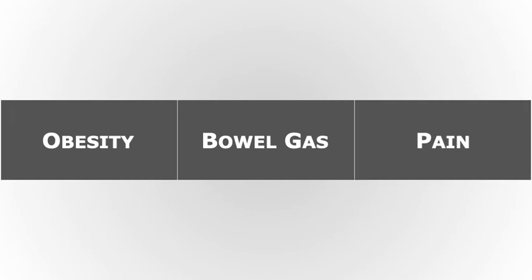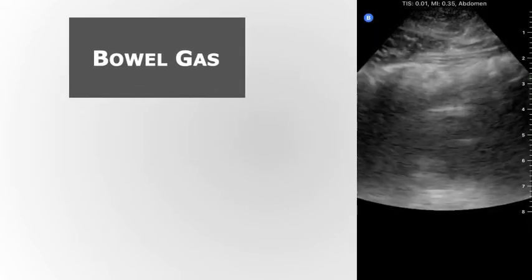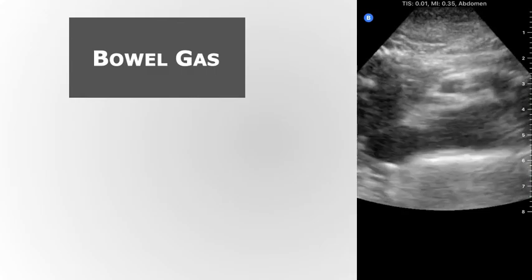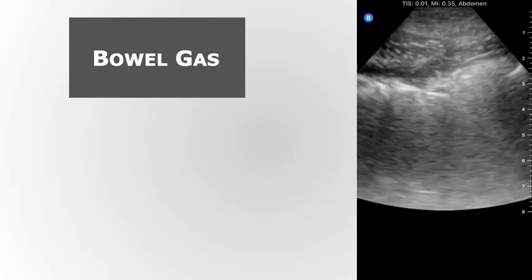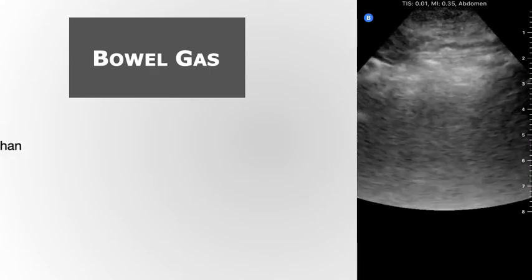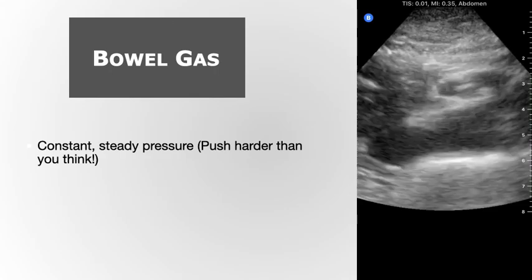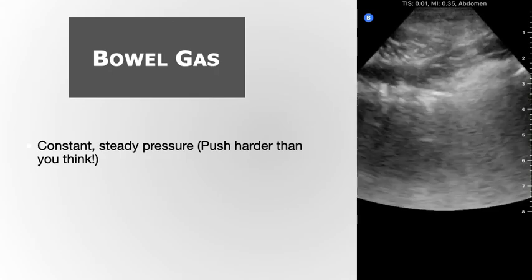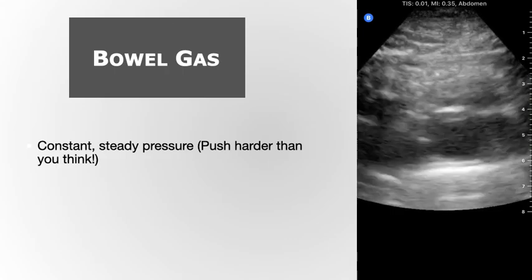The biggest problem people usually run into is bowel gas. Bowel gas can be really annoying. Remember that ultrasound does not like air, no matter where it is located. There are a few techniques to get it out of the way. First, you need to apply constant, steady pressure. This, in combination with peristalsis, will move the gas out of the way. But remember, constant, steady pressure, and it's usually a lot more than you think.